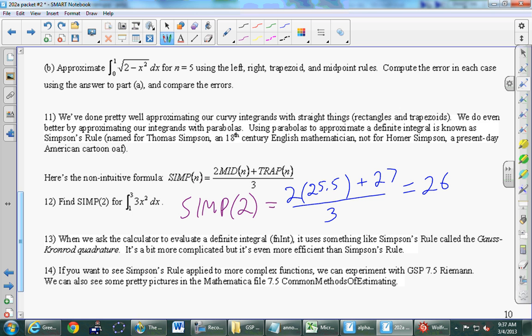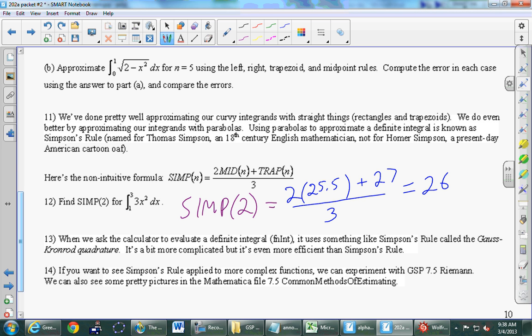Did we make a mistake? I was expecting it to be perfect. Oh, wait, yeah. Okay, so it's not always perfect. In fact, the reason it's perfect here is, what's the thing we're trying to approximate in this formula? It was a parabola. 3x squared is a parabola. If you estimate a parabola with 2 parabolas, it's going to be perfect.